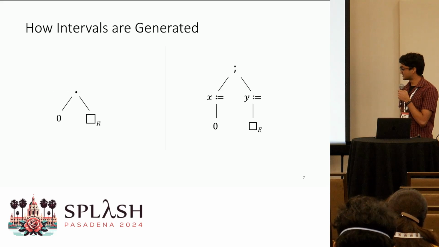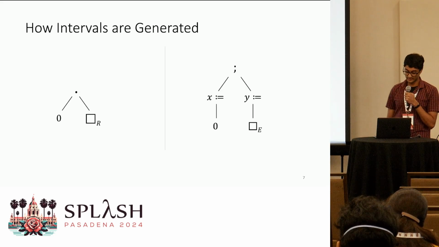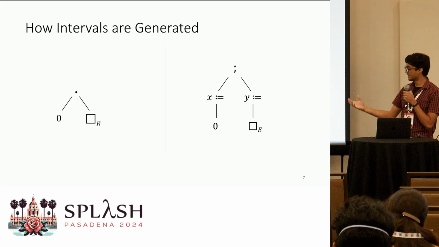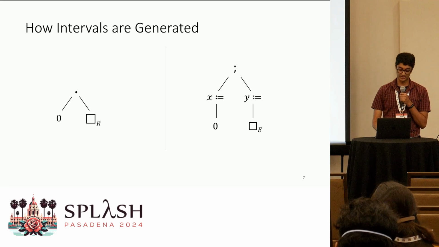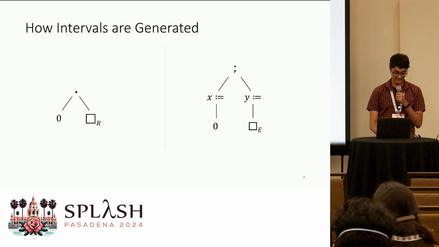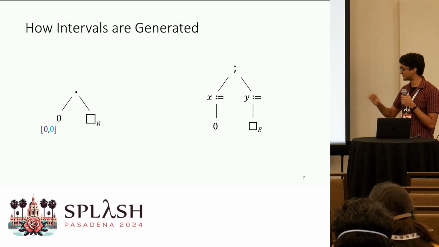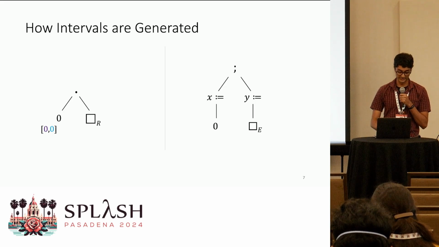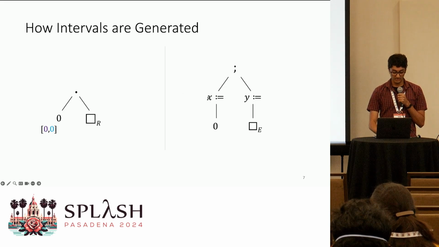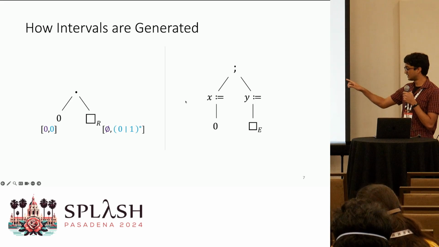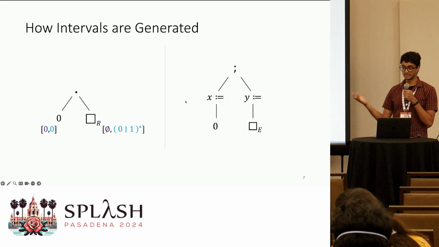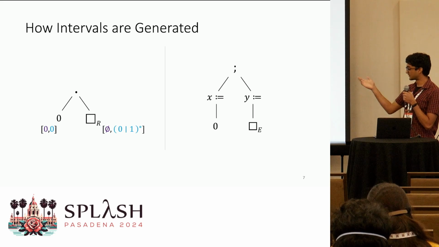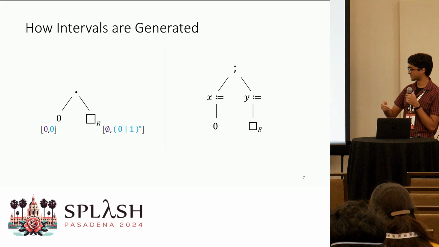So let's reconsider the ASTs from before. We're going to start by generating intervals for the leaves and construct abstract transformers to generate intervals for the whole AST. So the 0 is a concrete value, so we know it can be over-approximated by the singleton interval [0, 0]. And for now, we're going to replace our hole with the widest possible interval, or top. In this case, our interval is going to be from the least permissive regular expression to the most permissive regular expression.